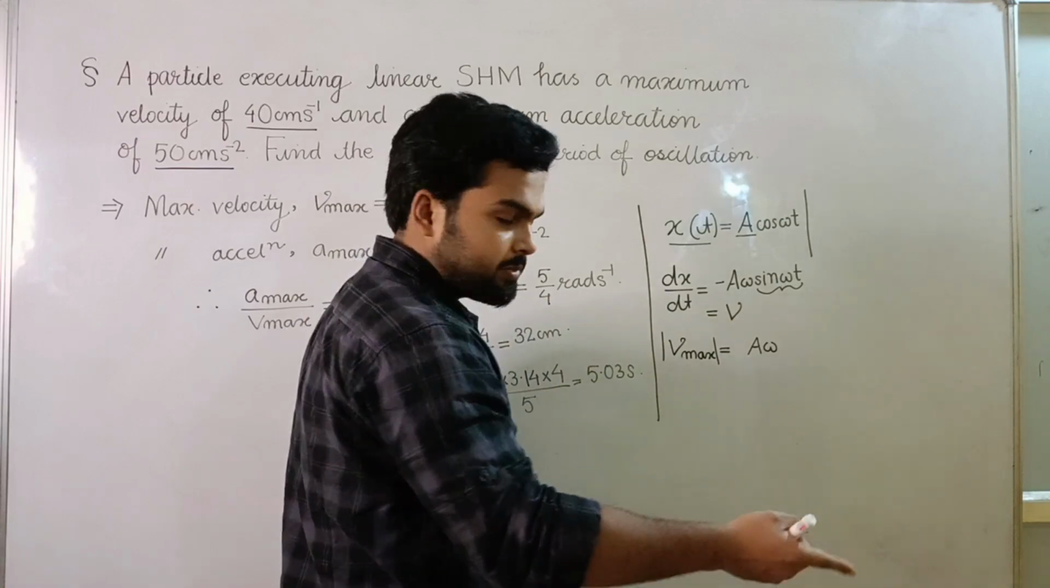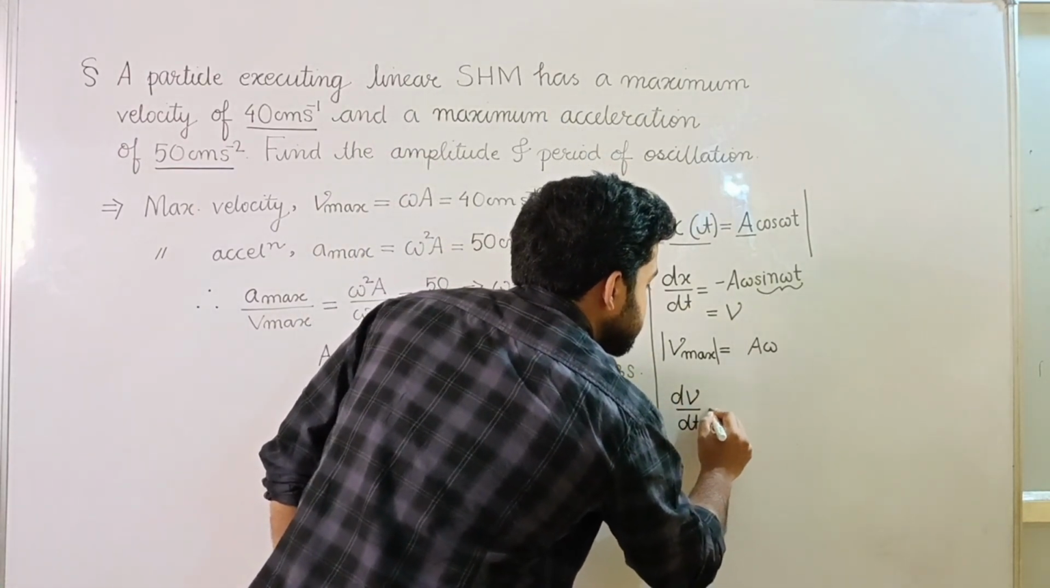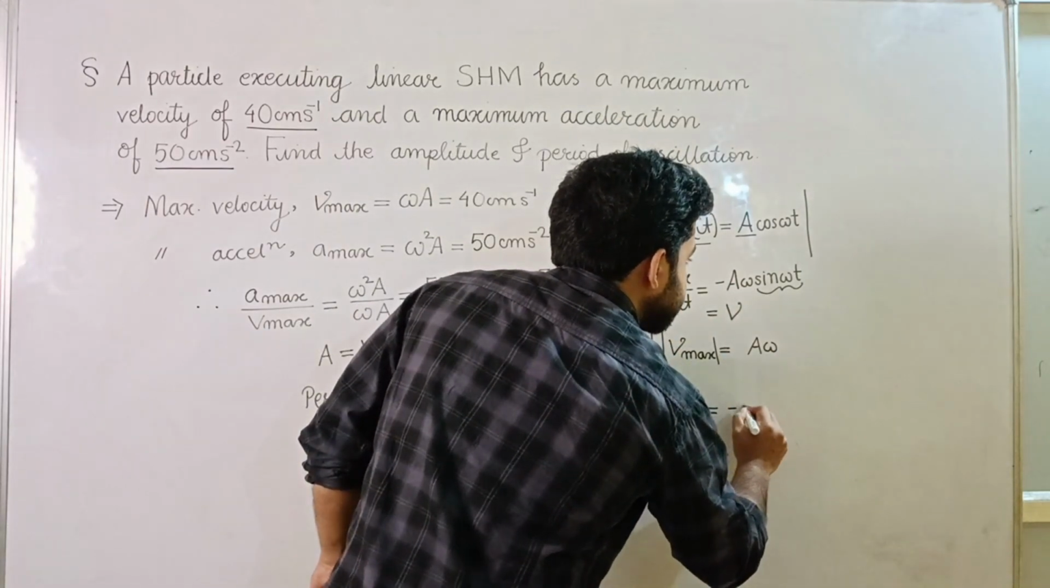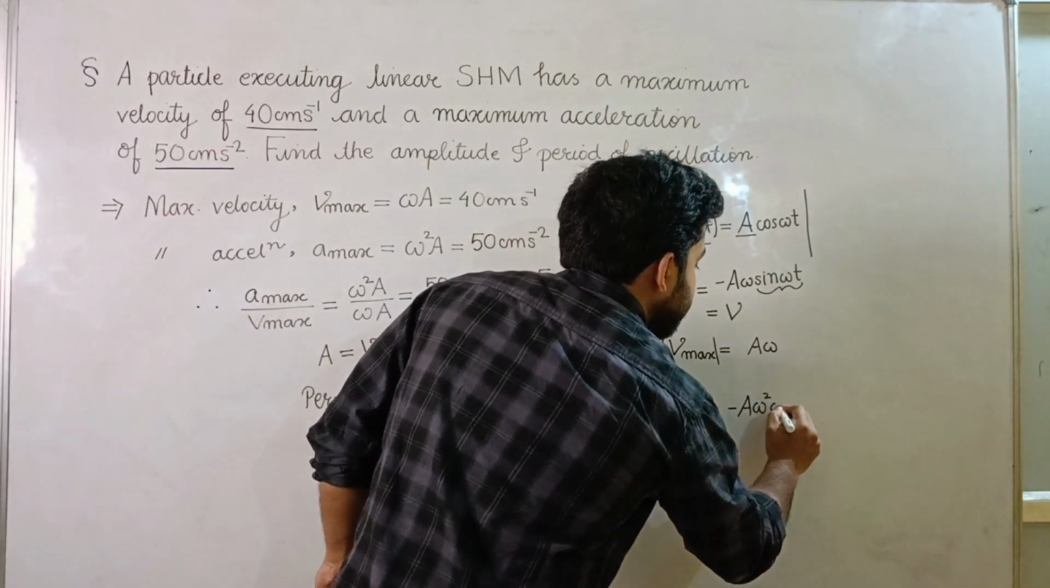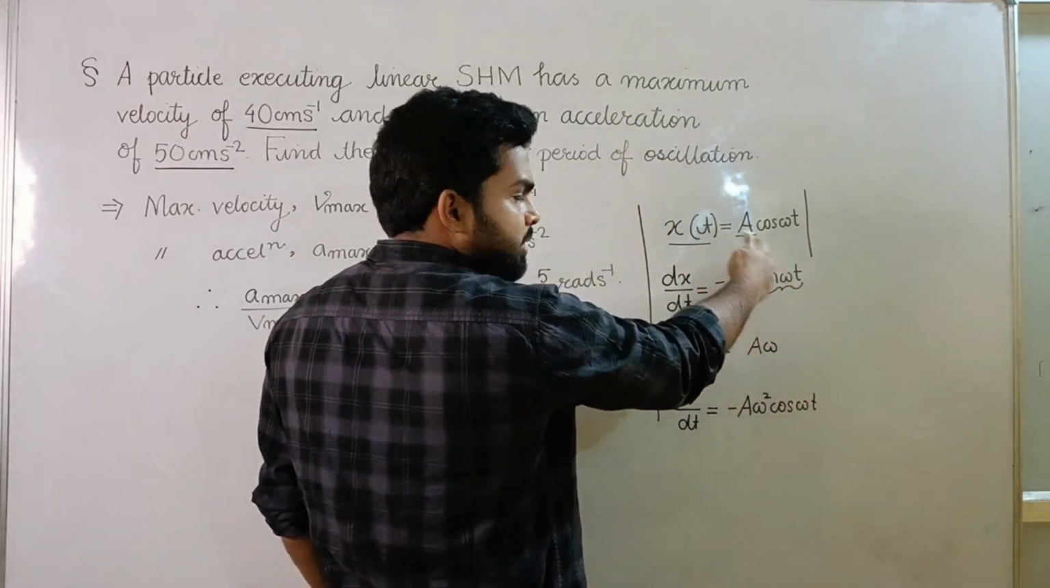We differentiate velocity again. If you differentiate velocity with respect to time again, you will get minus a omega square cos omega t. Sin became cos and omega came outside.